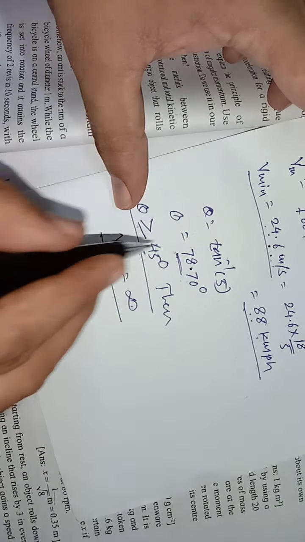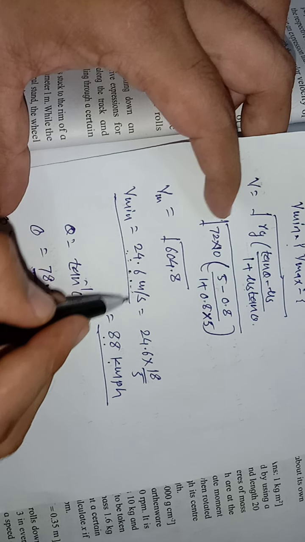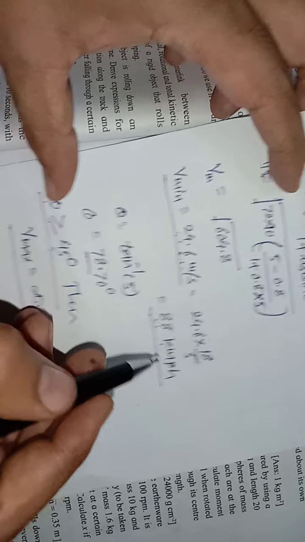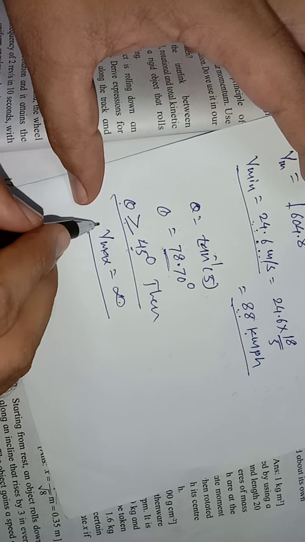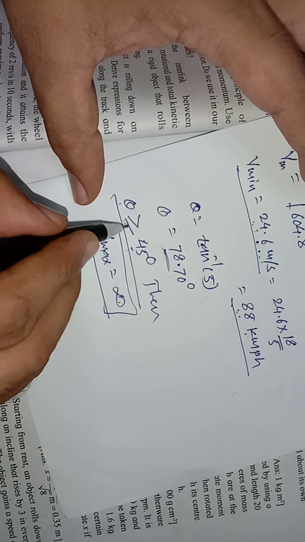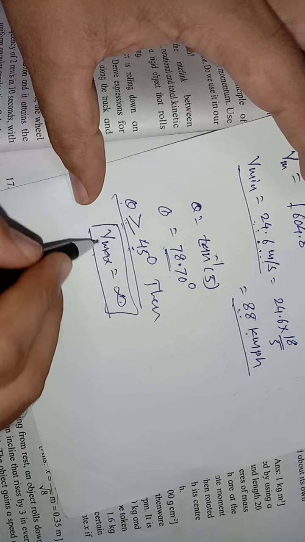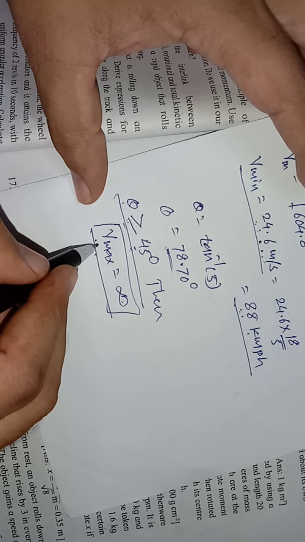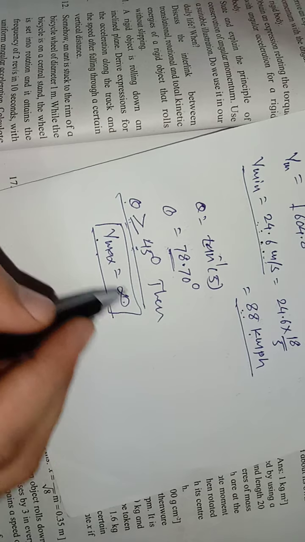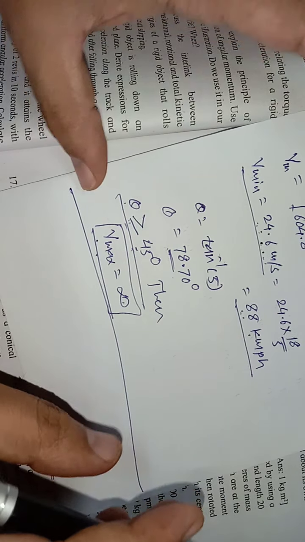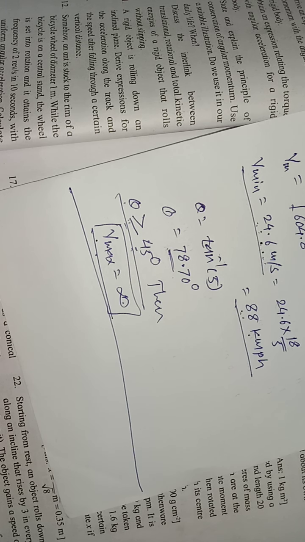And the lower speed limit we already calculated: the lower speed limit is equal to 24.6 meter per second or 88 kilometer per hour. And what about the upper speed limit? There is no upper speed limit. If theta is greater than or equal to 45, in that case v max, that is the upper speed limit, is infinity. This is the second problem. Another problem we will take in the next lecture.